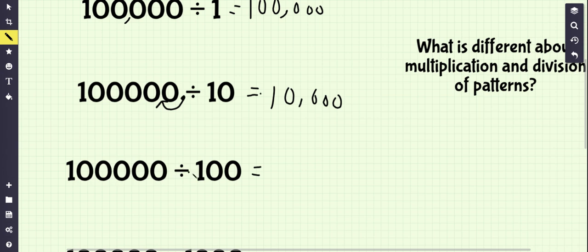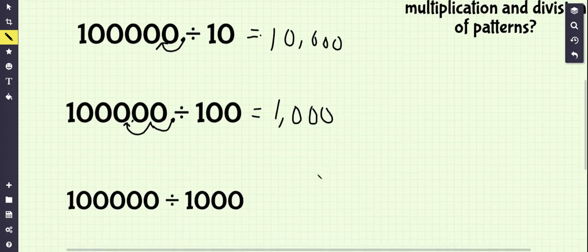All right, 100,000. And same thing. When we have the decimal point here, we have to move it 2 times, because the more zeros there are, the more times you have to move it. So 1 and 2 times. So it'll be 1,000. Three zeros, we're gonna move 3 spaces closer to 1. Here. Now we have 100.